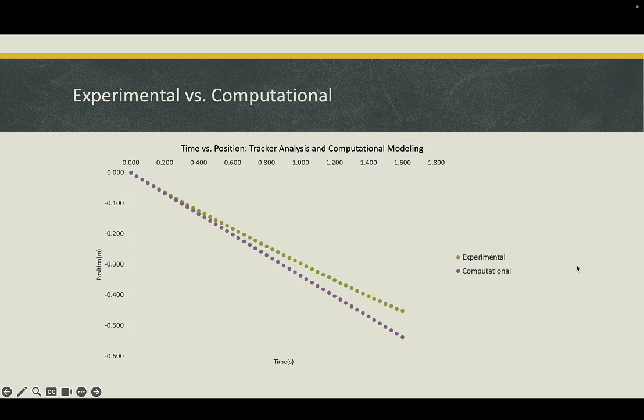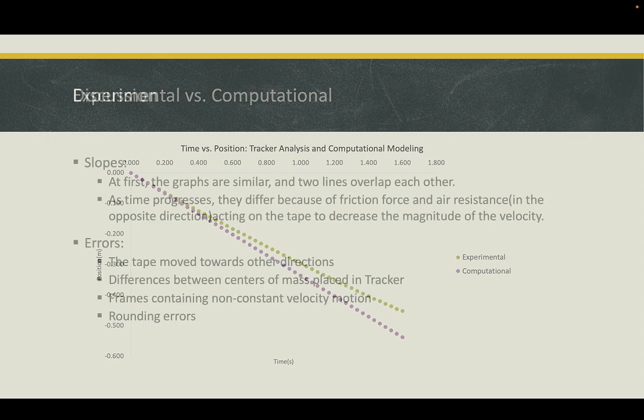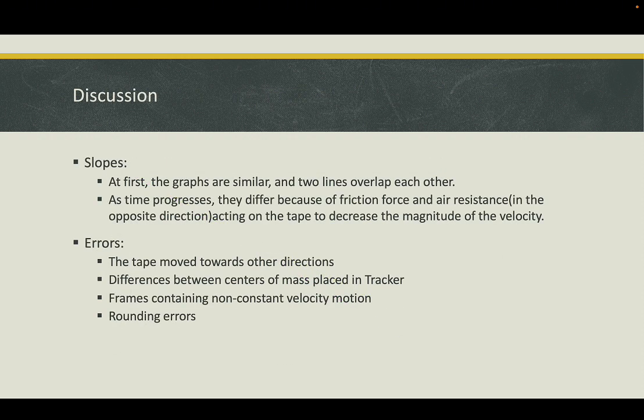So I plotted the experimental and theoretical results in Excel and discovered some differences and possible errors of my experiment. Notice that the green line, which is the experimental line, is flatter than the purple one, which is the computational line. As we can see, at first, the graphs are really similar and the two lines overlap each other. As time progresses, they differ because of friction force and air resistance, which is exerted in the opposite direction on the tape to decrease the magnitude of the velocity.